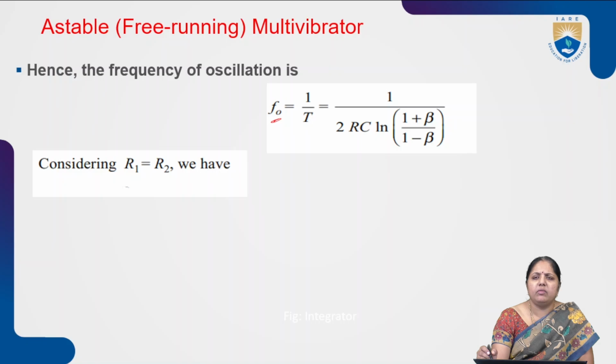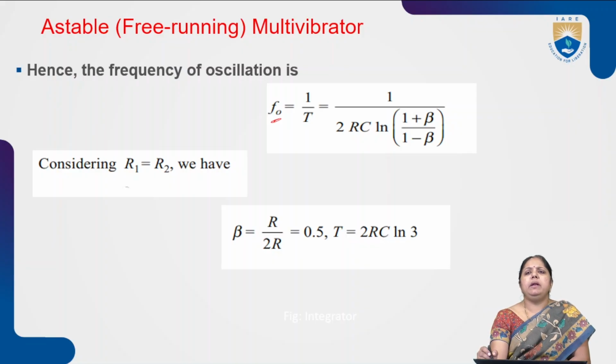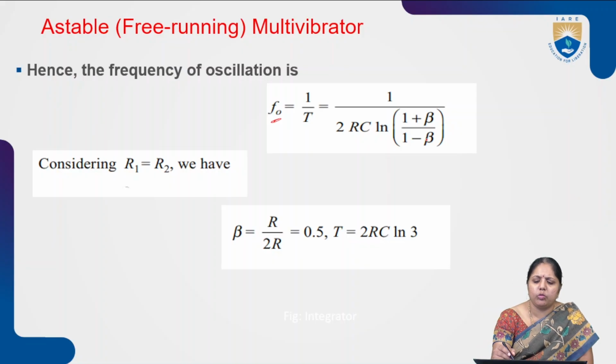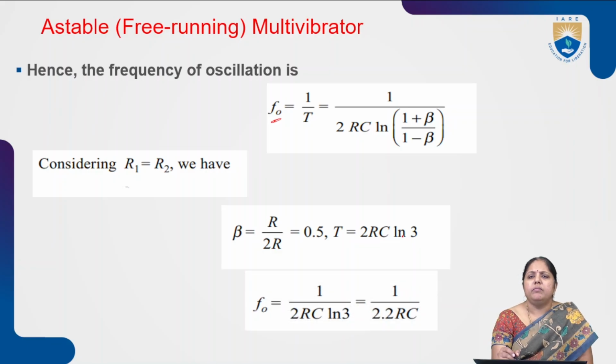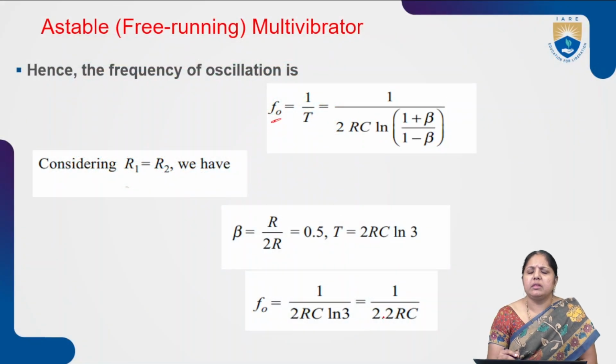If I consider R1 equal to R2, then what is beta? Beta equals R2 by R1 plus R2, so if I take R1 equal to R2, I will get beta value equal to 0.5. If I substitute this in the time period expression, you get 2 RC into ln of 3. So the frequency is f naught equals 1 by 2.2 RC. This is the equation I am getting here. So this is the frequency. Based on your resistance values, I can vary the frequency of the oscillation.